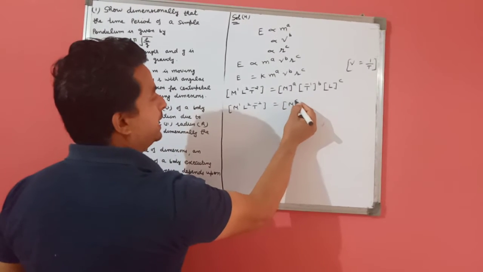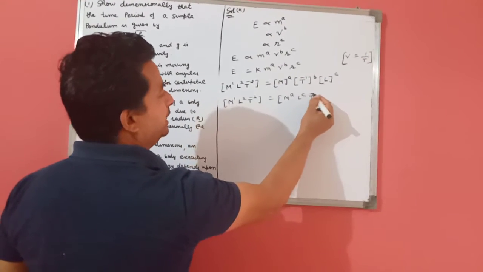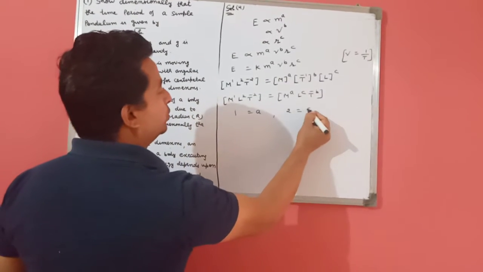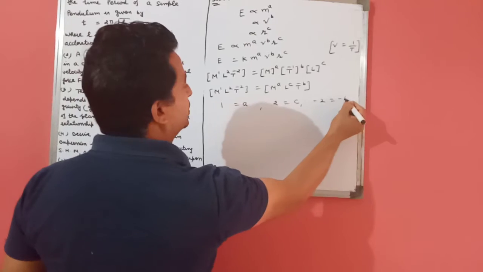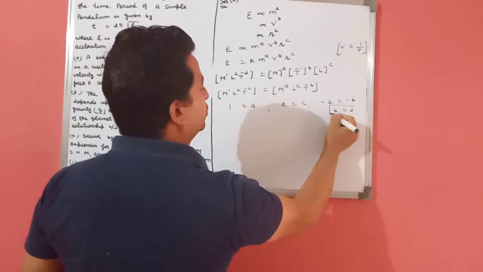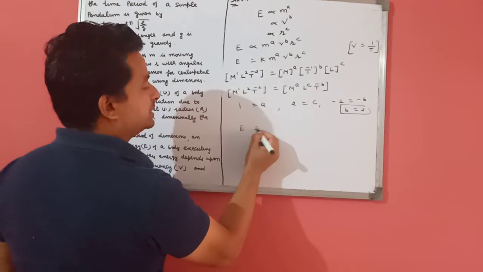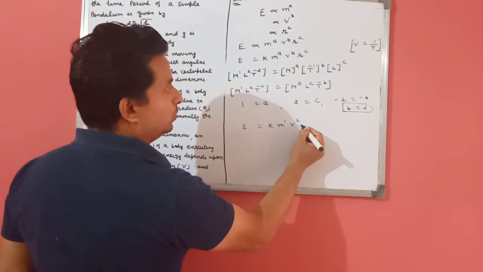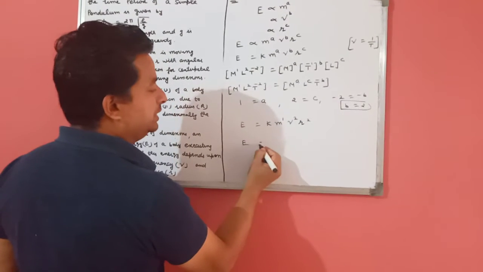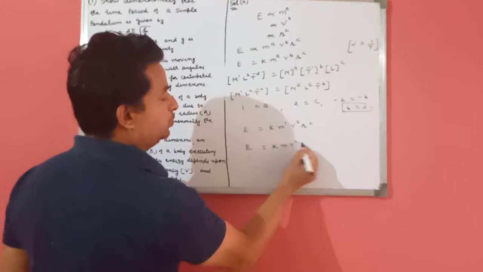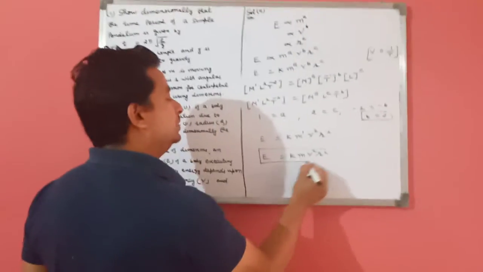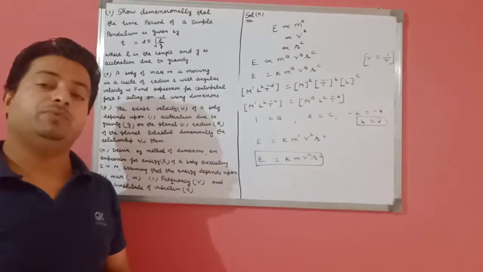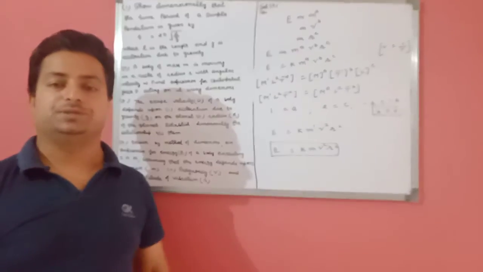On the right-hand side we have M^1 L^c T^-b. When we compare, 1 equals a, 2 equals c, and -2 equals -b, so b is equal to 2. So the energy has the formula v^2 r^2, which means E is equal to k m v^2 r^2. By using these dimensions, we derive a relation for energy.